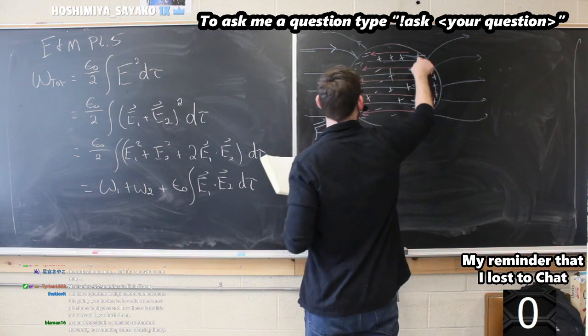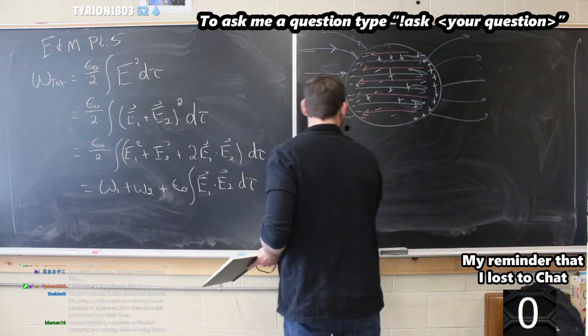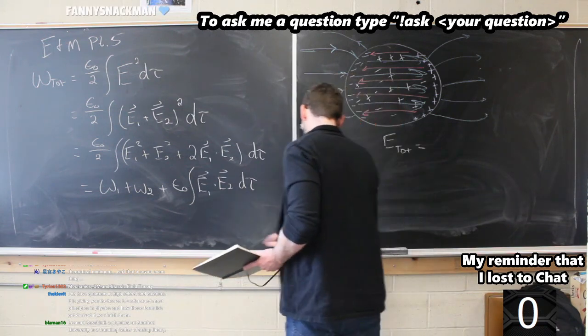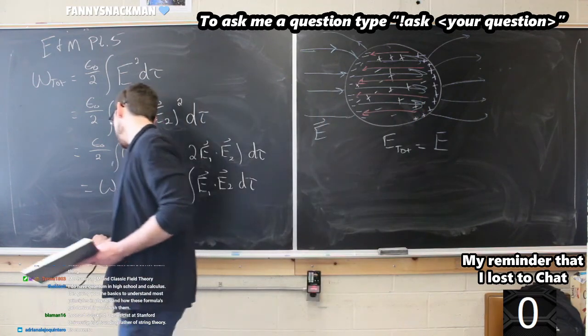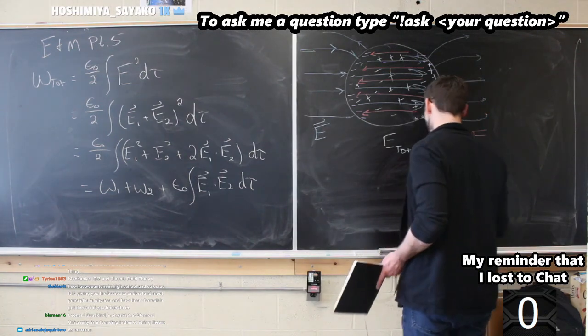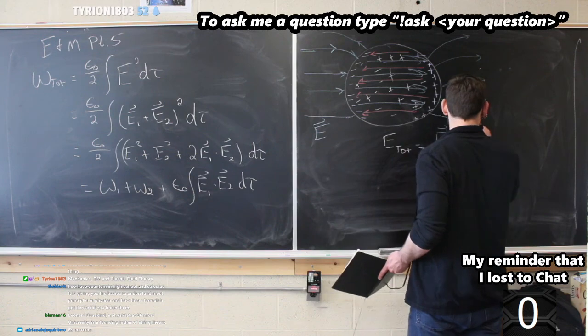field going from plus to minus in such a way exactly that the E total is going to equal the electric field from the external and the electric field from the internal, from the induced charges, is what we call them.